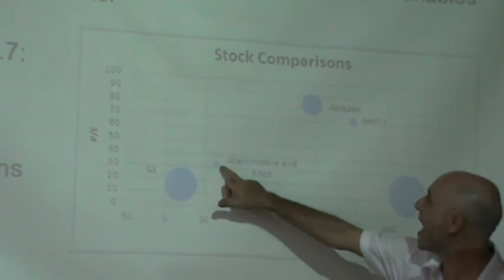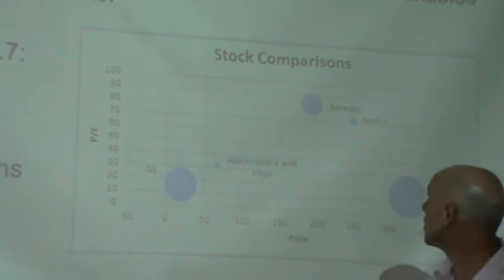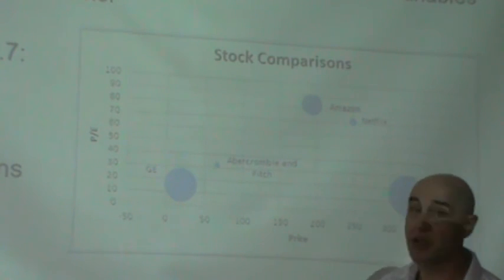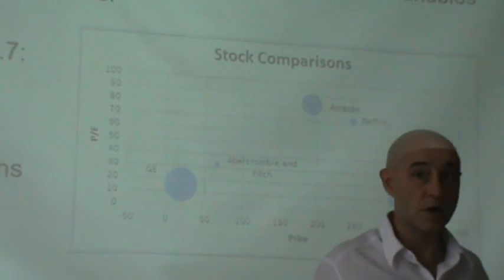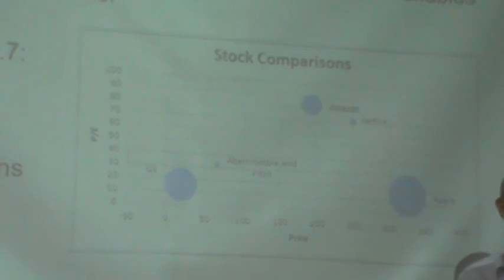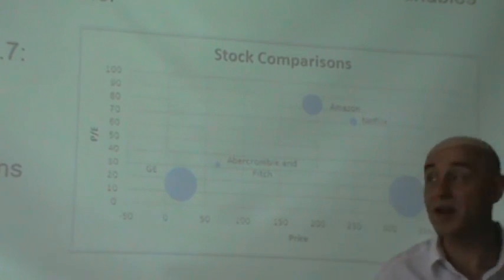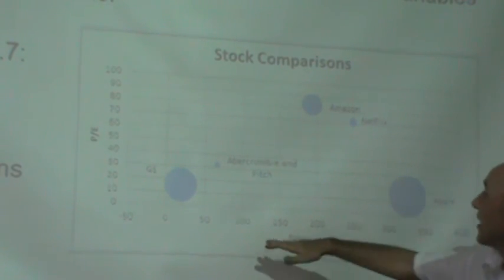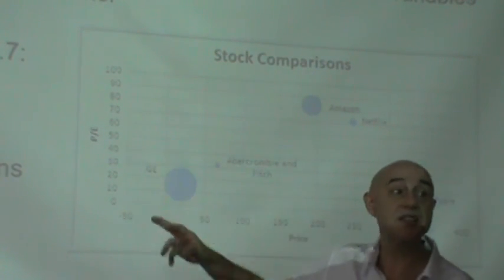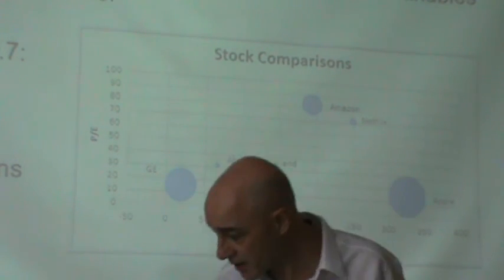And then you can see Abercrombie is tiny relative to Apple and G. We see that Amazon is large. And then you can see Netflix is still small. So this visualizes the size of the company relative to, again, its price and its price earnings.